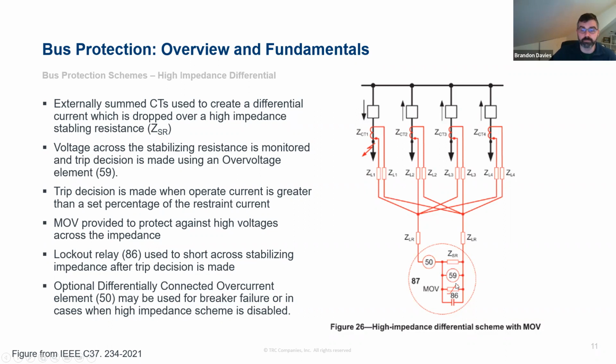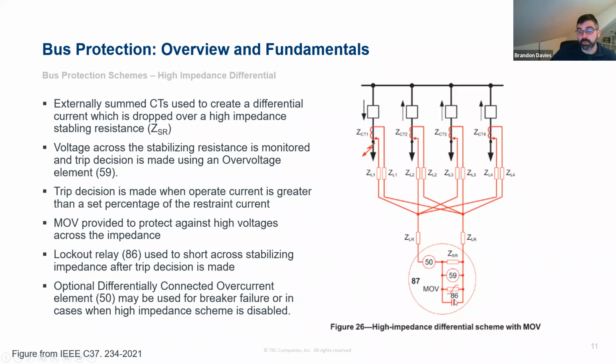And for safety reasons and equipment protection reasons, you might want to clamp that voltage down. It doesn't have to be 1,000 volts across the resistor. It just has to be above whatever that set point is. So adding the MOV adds some protection for the equipment and also makes it a little bit safer for personnel working in the relay cabinet.